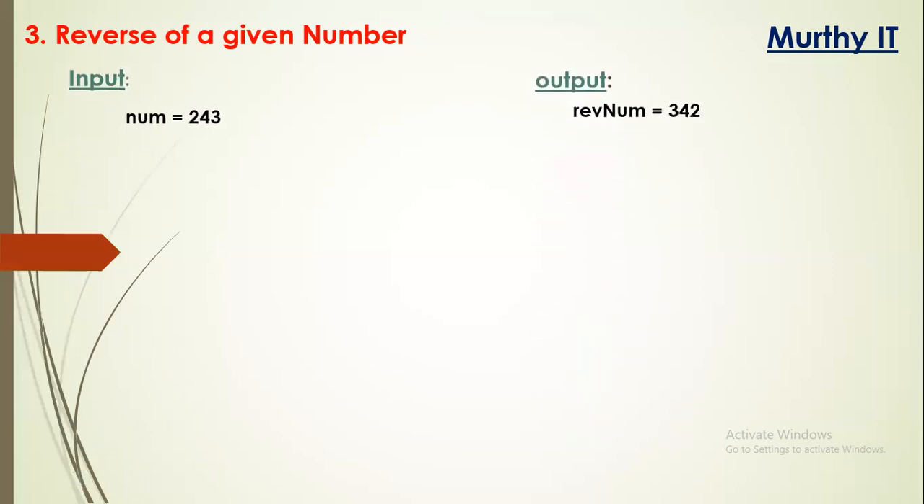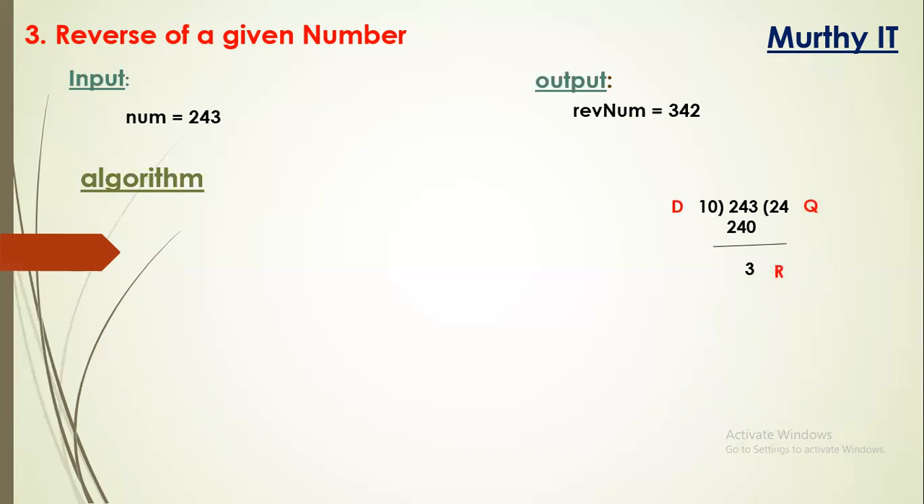If you give the input 243, we need to show the output like 342. Not only this number, in the input you can give any 5 digits or 6 digits or 8 digits. Any number of digits, the output should be the reverse of that number. That is the requirement. Let's discuss the algorithm and then we'll go programmatically.